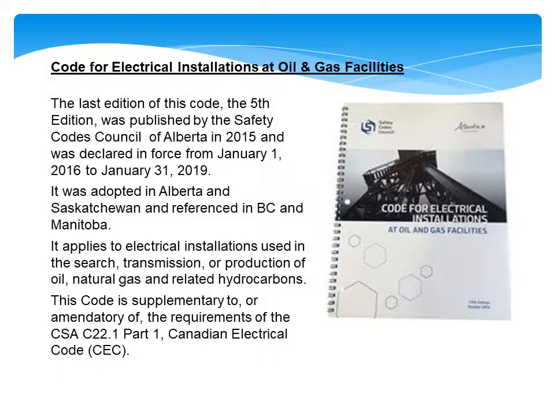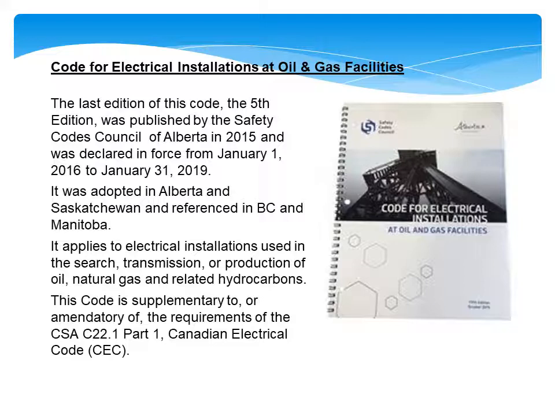The Code for Electrical Installations at Oil and Gas Facilities does not apply to electrical installations used in petroleum refineries, petrochemical facilities, gas distribution systems operated by a gas utility at a pressure of 700 kilopascals or less for the purpose of distributing gas to consumers in all or part of the municipality, and fuel supply systems for equipment. This code, as indicated in its scope, is supplementary to or a mandatory of the requirements of the CSA C22.1 Part 1 Canadian Electrical Code.